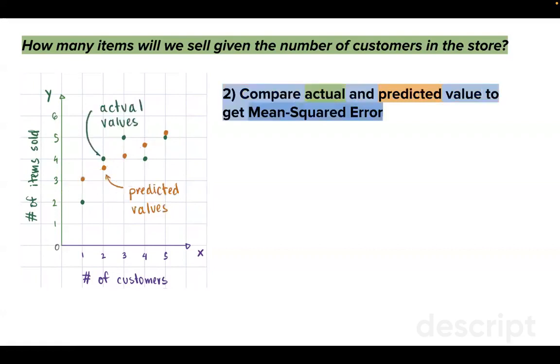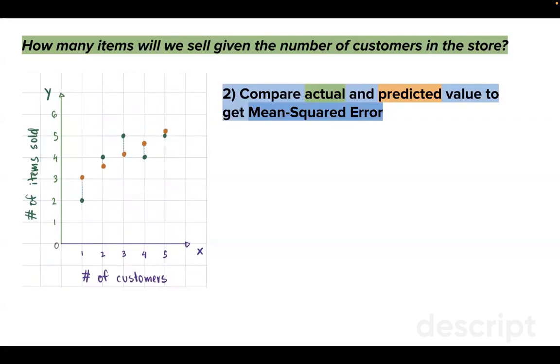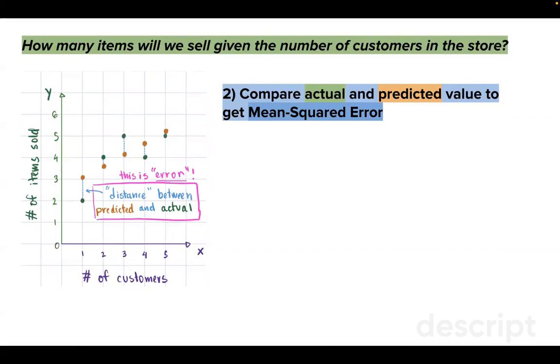and using the formula of the line of best fit to output a predicted Y, which is our predicted number of items sold. Now that we have the actual values and the predicted values, we can compare the actual and predicted values to get the mean squared error. What this actually means is that we're looking at the distance between the actual value and the predicted value, and using that to see how close we're able to get to the actual values. In this sense, we're calculating the accuracy of the line of best fit model. This distance is called the error.